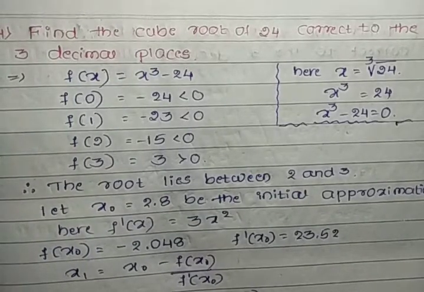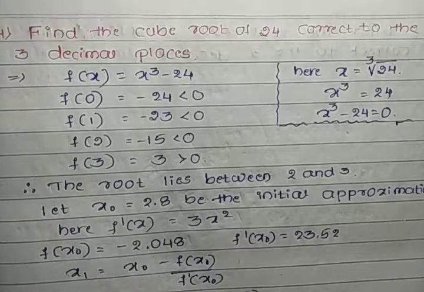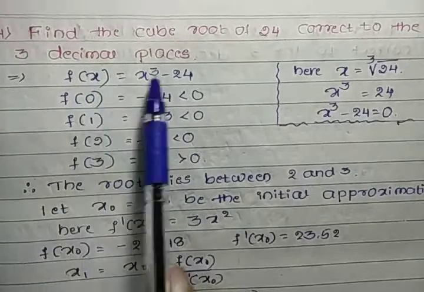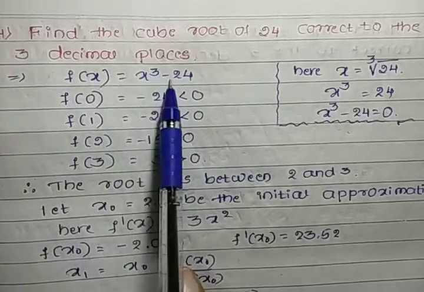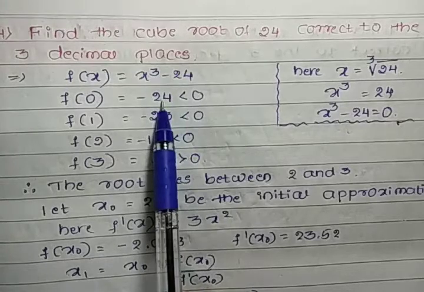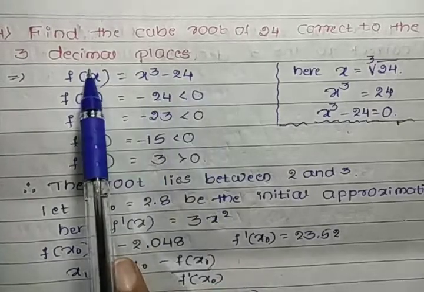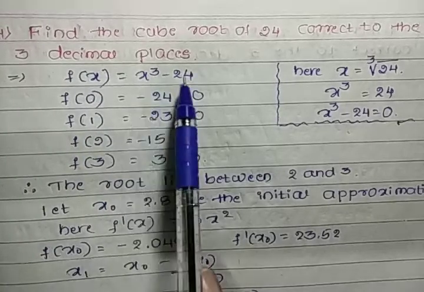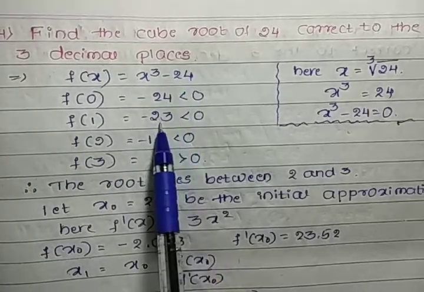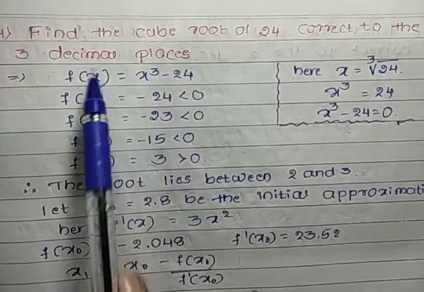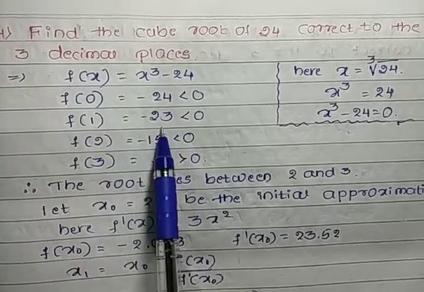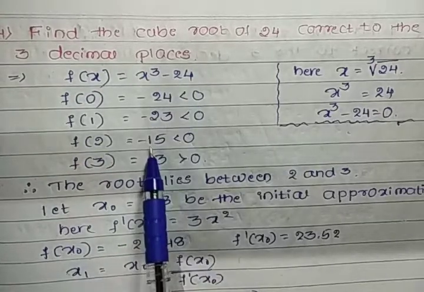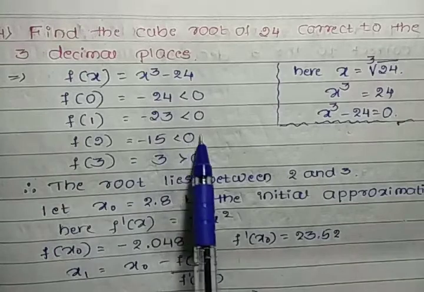To calculate the root of this one, now what we need to do? We need to replace the x value. First replace x value as 0, then 0 raised to 3 minus 24, that is minus 24, less than 0. Replace x value as 1, 1 raised to 3 is 1. So 1 minus 24 is minus 23, again less than 0. Replace x value as 2, 2 raised to 3, that is 8. 8 minus 24 is minus 25, again negative, therefore less than 0.